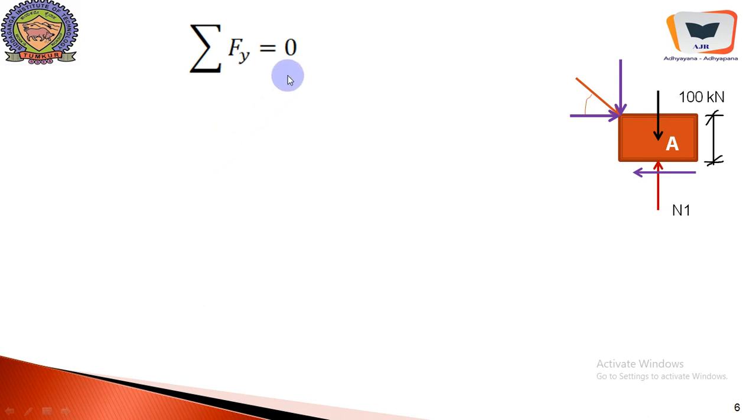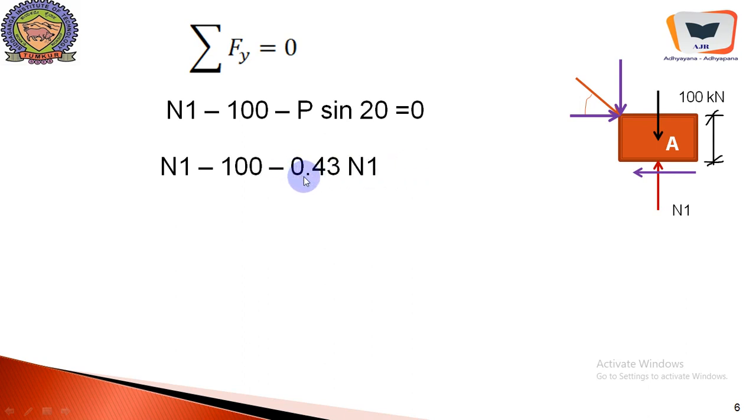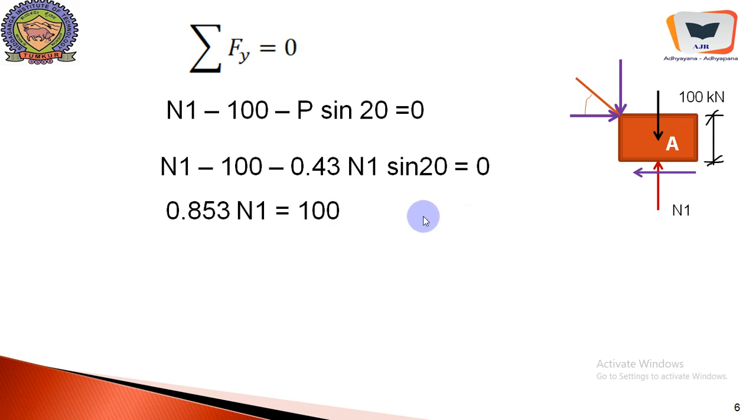And sigma Fy is also equal to 0. That is, algebraic sum of all the vertical components of the forces should be equal to 0, and that will enable us to write N1, which is going upwards, positive, and 100, the weight which is coming down, negative, minus P sin 20, this is the component, and N1 minus 100, and we will replace this P by 0.43 N1 from the equation number 1, and sin 20 will be there equal to 0. And with the solution of this particular equation, we will be out with N1.